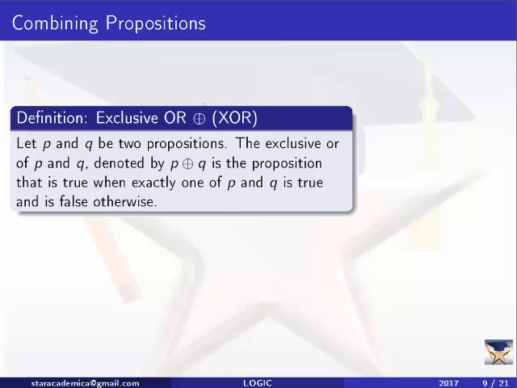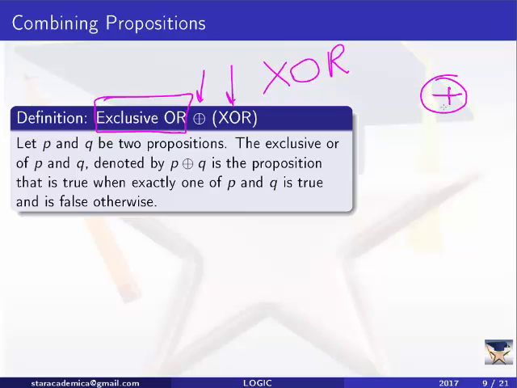Another operation between 2 propositions is the exclusive OR notation, which is often used in engineering. We call it XOR notation simply, and as you see, we have a symbol for that. It's O plus. Okay, so what does it mean? Given P XOR Q, this is true when exactly one of P and Q is true, not both, and is false otherwise.